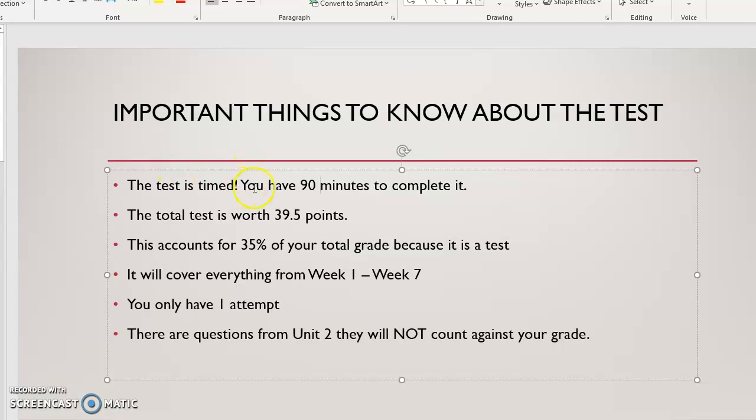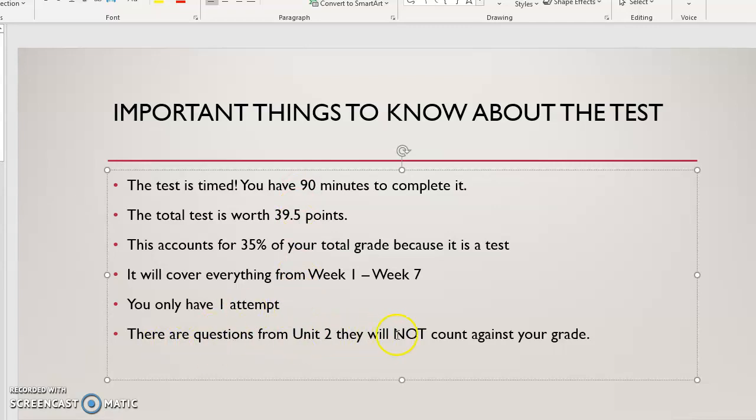Moving forward, important things to know about the test. Understand that it is timed. You have 90 minutes to complete it. The test is worth 39.5 points. It accounts for 35% of your total grade because it is, again, a test. It will cover everything from week 1 to week 7. You have one attempt, so do not try to start taking your test until you have 90 minutes to dedicate to it. It is enforced, and it will stop, and it will not let you make corrections.